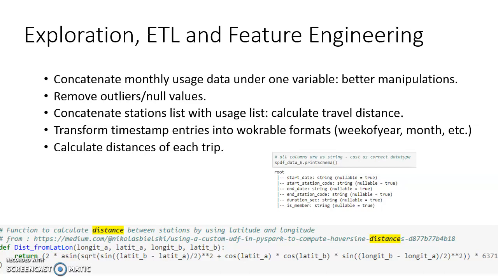We removed outliers and null values. We also concatenated the station list with the usage list, and it was easier that way to calculate the travel distance. And we transformed the timestamp columns into formats that were easier to work with for the learning algorithms, so week of year, month, etc. And we calculated the distance of each trip.